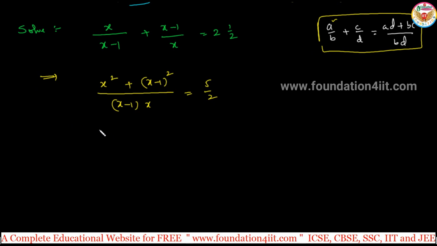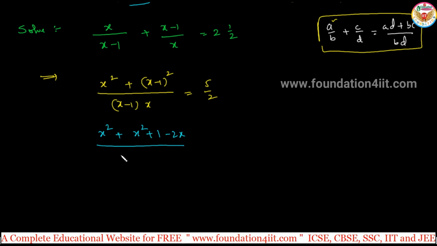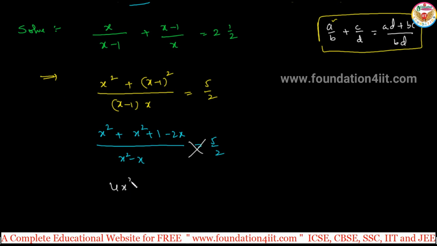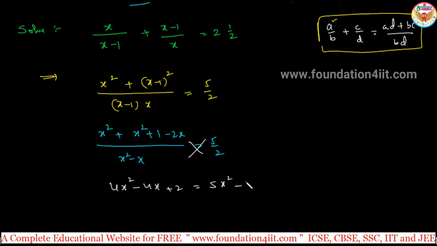So according to this, x square plus 1 minus 2x, numerator part, denominator is x square minus x, simplify, is equal to 5 by 2, then do cross multiplication. So x square plus x square is 2x square. If you do cross multiplication into 2, no? So 4x square, again minus 2x into 2, so minus 4x plus 2 is equal to 5 into x square minus x, 5x square minus 5x.